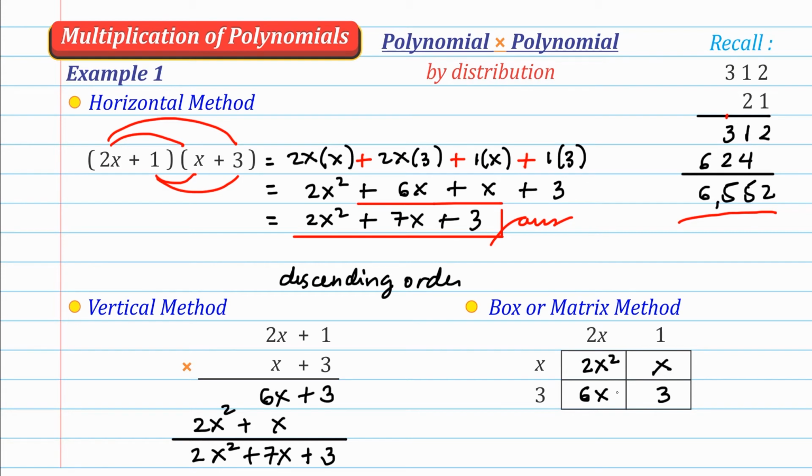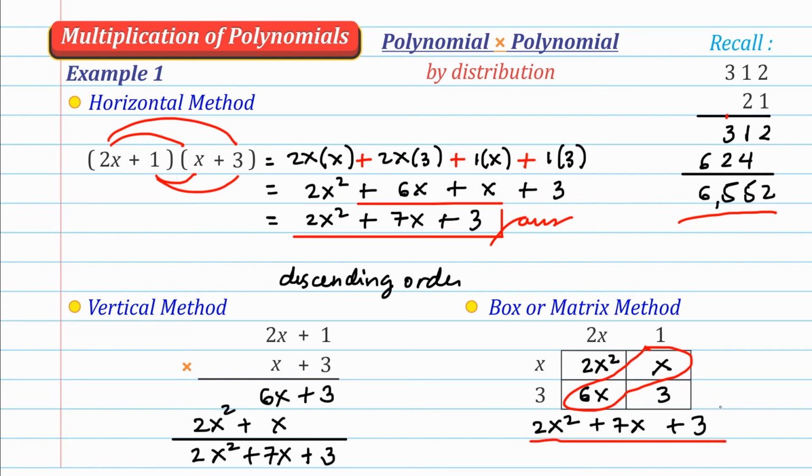As usual, we want to combine like terms. But can we arrange them in descending order of degree na kaagad? As you can see, the highest degree is 2x squared. So let me write that 2x squared. And then, notice the diagonal. They are like terms. So 6x plus x is equal to 7x. And then finally, plus 3.